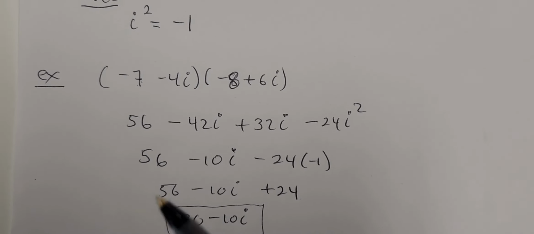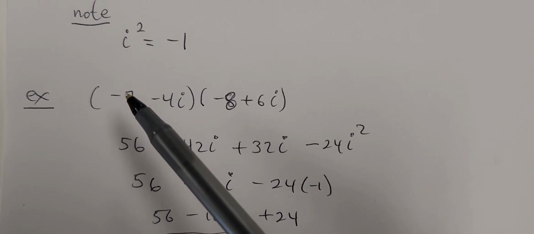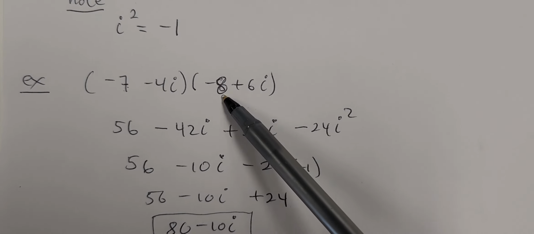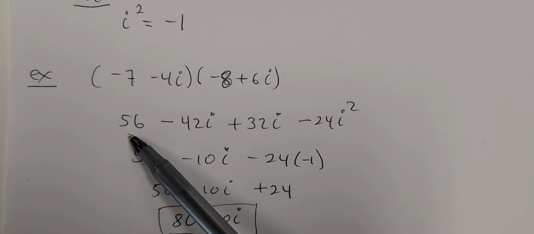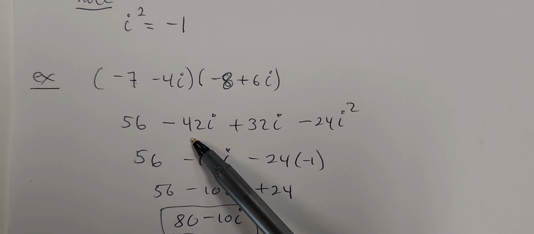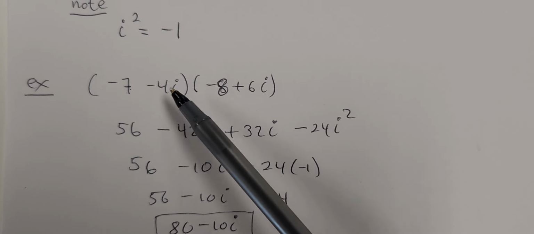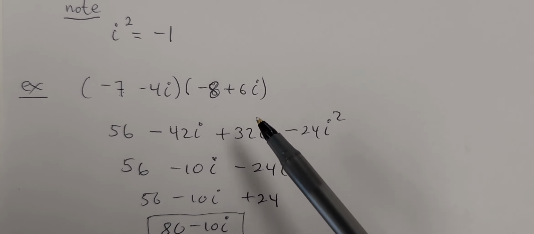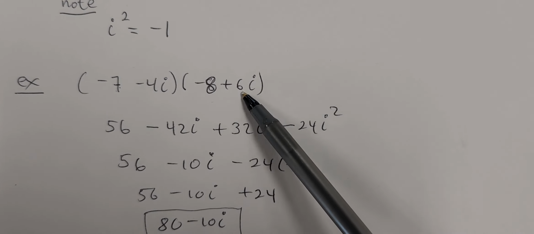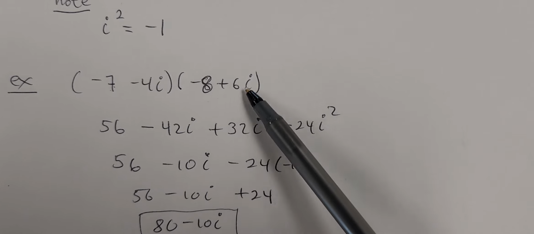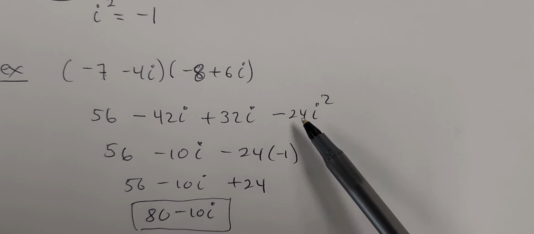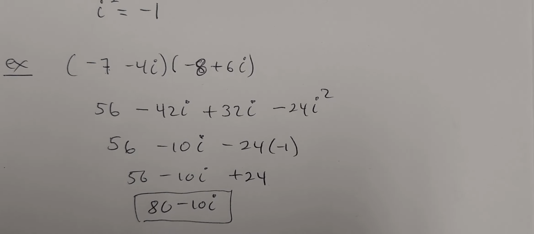Here's my first example. Multiply using the distributive property. -7 times -8 gives me positive 56. -7 times 6i gives me -42i. Next, -4i times -8 gives me positive 32i. And -4i times positive 6i gives me -24i squared. So I just use the distributive property.